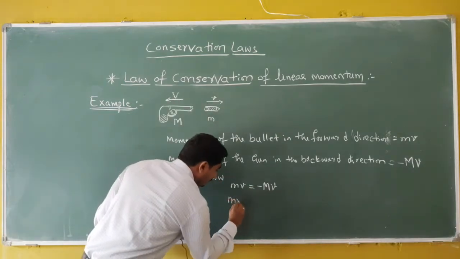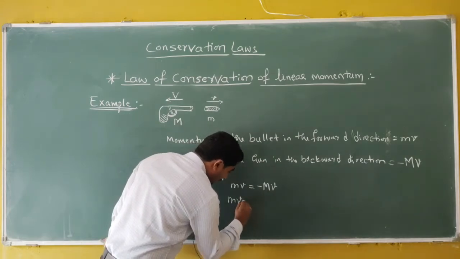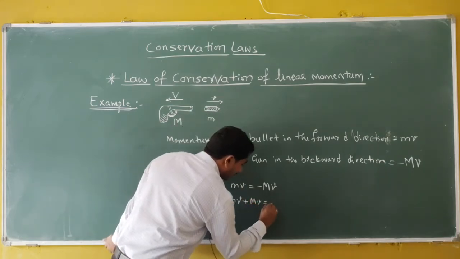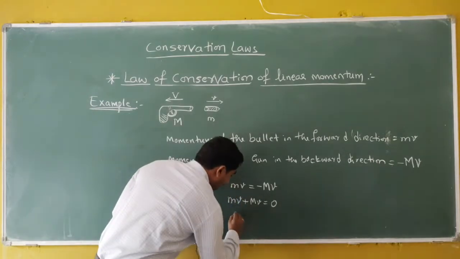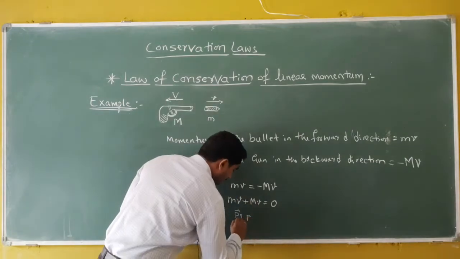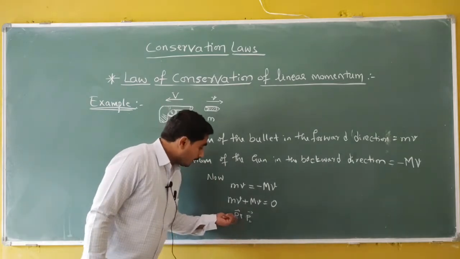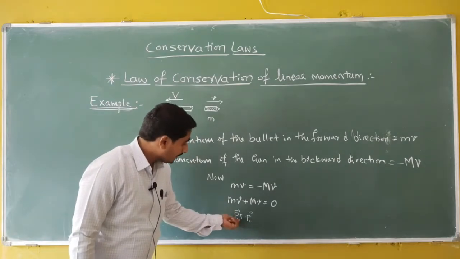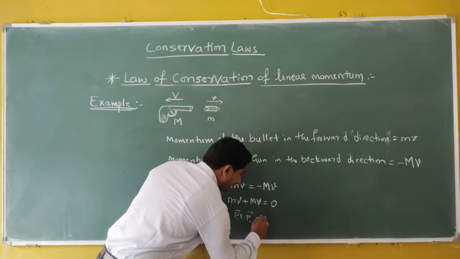So now I am going to take minus MV on this side and plus MV, that becomes 0. So what it implies is, mv is nothing but a p. I am going to take it as a small p, and let us see, this is P1 and P2. Okay, this is the momentum of the bullet and this is the momentum of the gun. Right? Now this becomes 0.